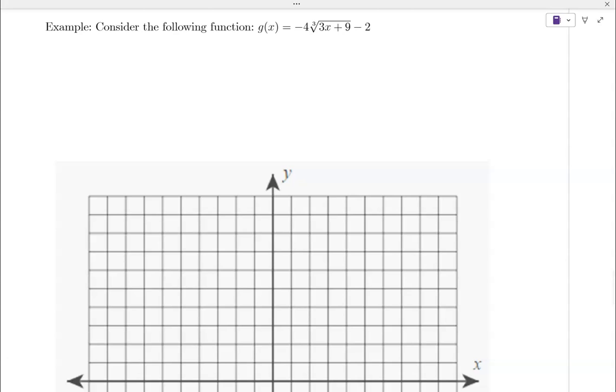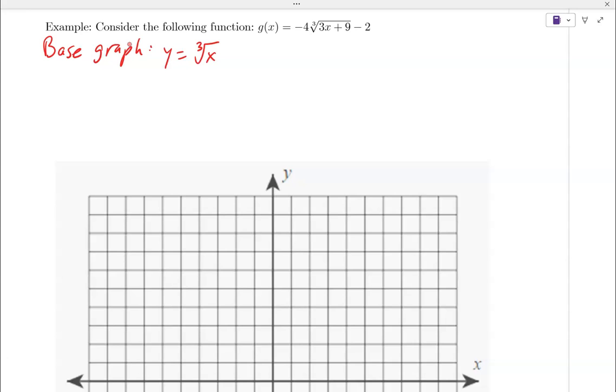Again, the first thing I want you to do on these problems is identify what the base graph is. What do you think we're going to use for a base graph in this one? Cube root of x, right? Because that's the function that we see in there. So we'll start with our base graph. Now I'm in red, of course. What does cube root of x look like? What does your square root look like? Square root went like that, right?